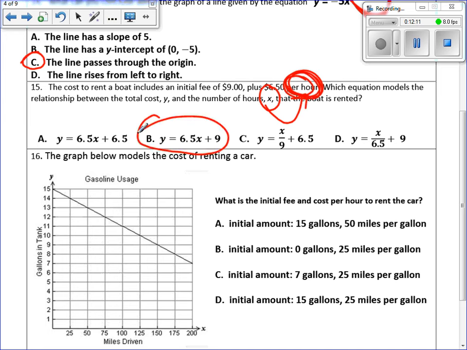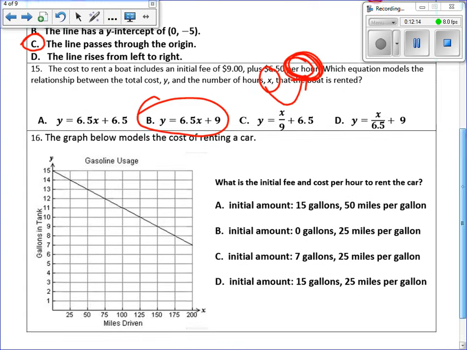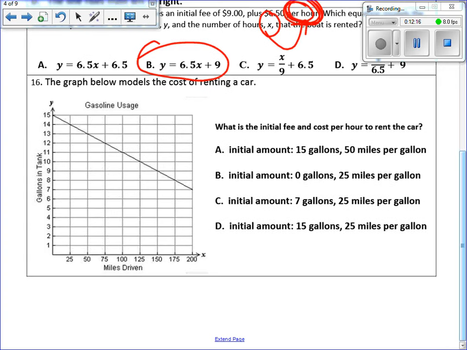Number 16, the graph below models the cost of renting a car. There's a slight problem with this question, but we can still figure it out. The first thing I notice is that the initial value is 15, so let's get rid of B and C. And then we need to figure out the slope. So unfortunately, the slope is backwards here, but that's okay. So we're going to do rise over run. I'm going to go from the initial value to this point right here. So obviously it is down 1 over 25. So that would be 1 over 25.